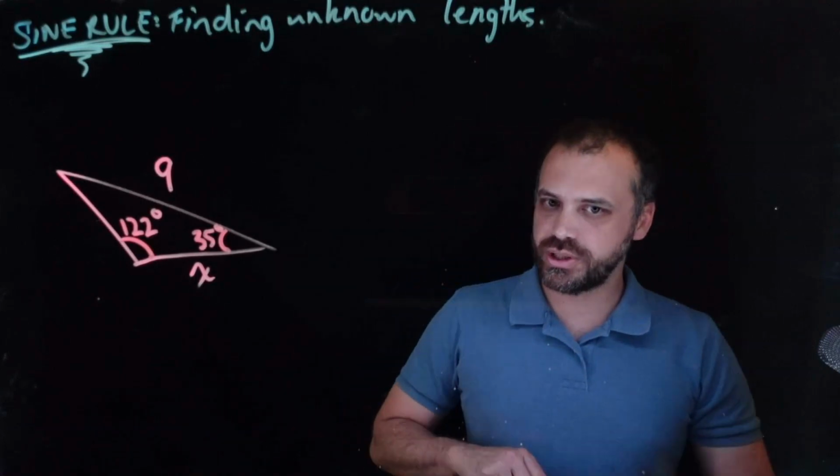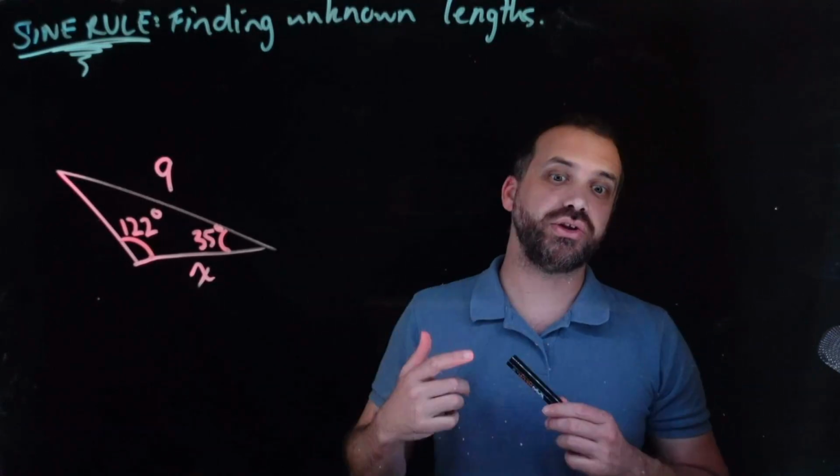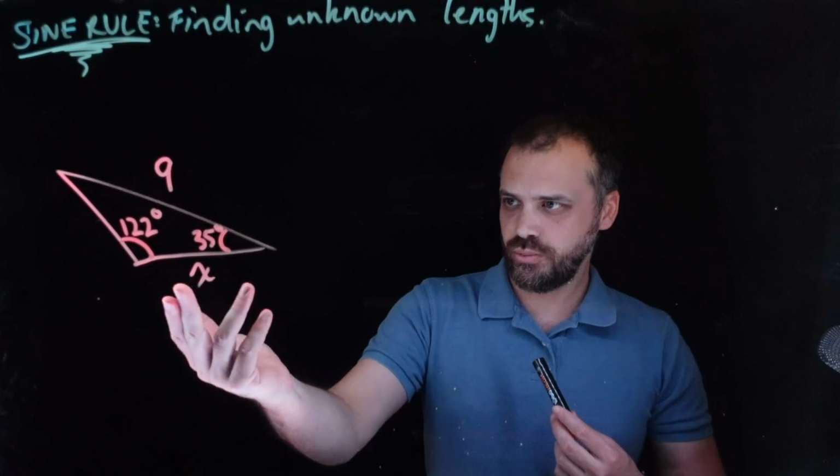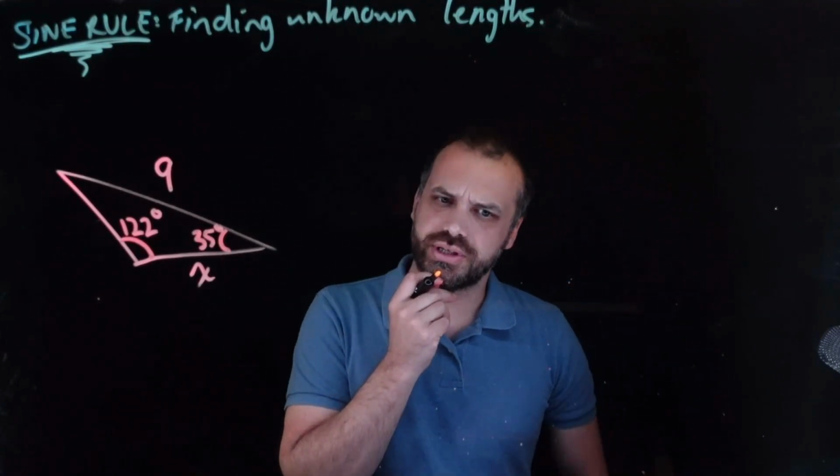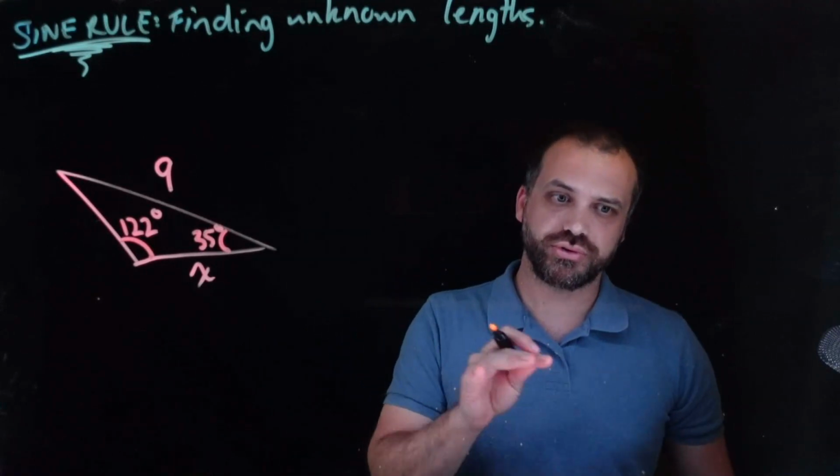So in this video, we're going to be using the sine rule to find unknown lengths. Here's a triangle with an unknown length. Let's find it. Okay, so how are we going to do this? Well, let's remember what our sine rule says.